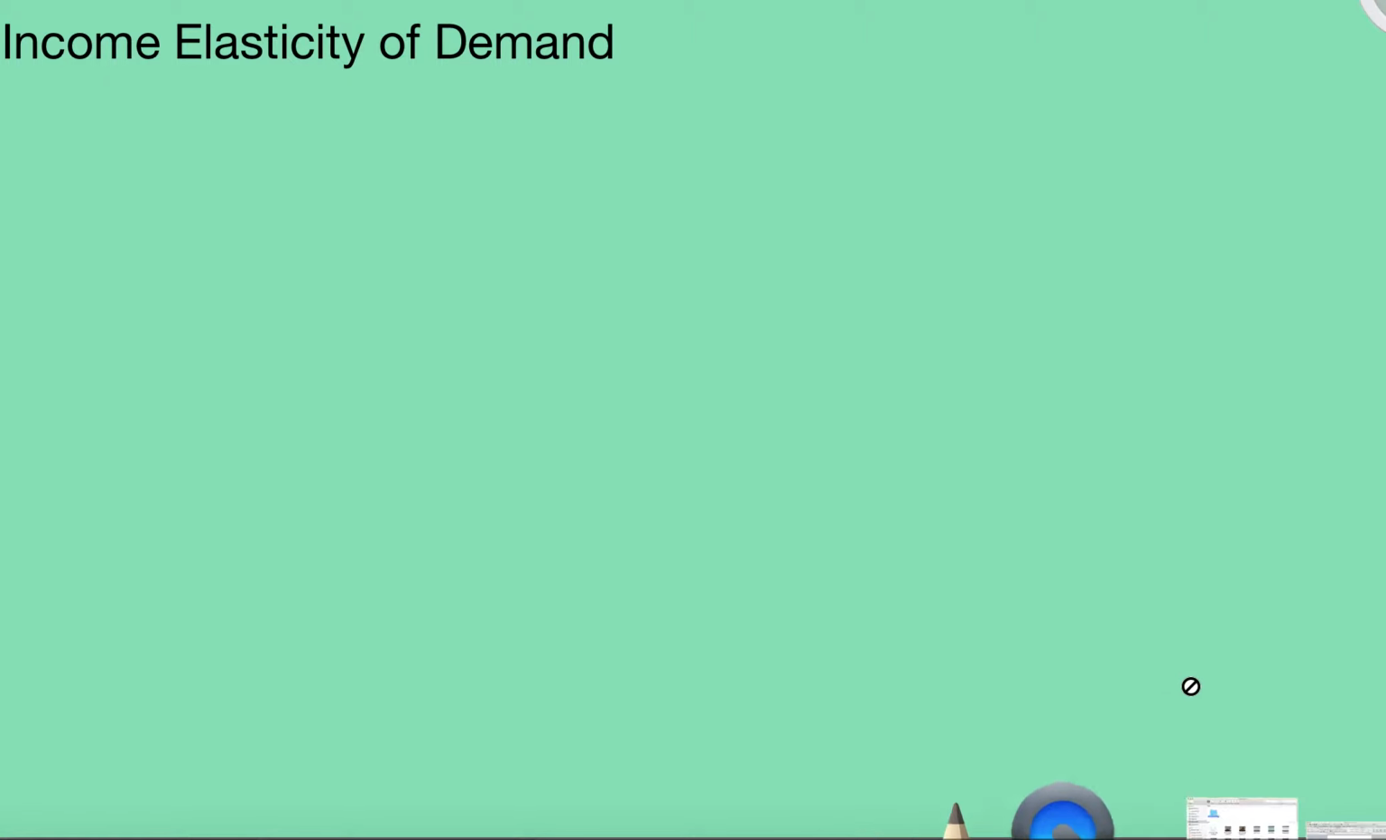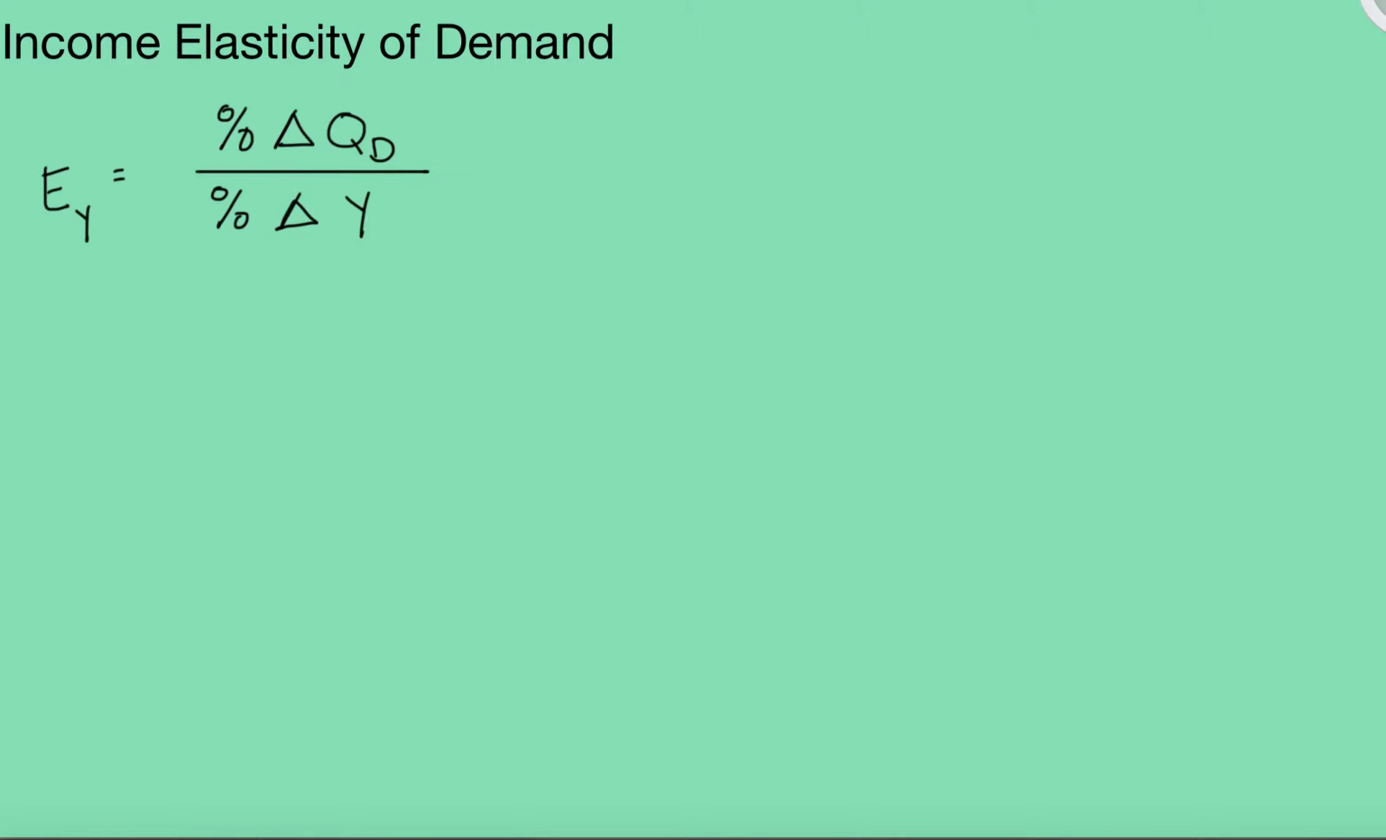Income elasticity of demand tells us how sensitive consumers are in their buying habits when there's a change in their income. So let's start off by looking at the equation that we're going to use. Anytime that we're talking about income elasticity of demand, we're looking at the percent change in quantity demanded that a person's going to have when there's a change in income.